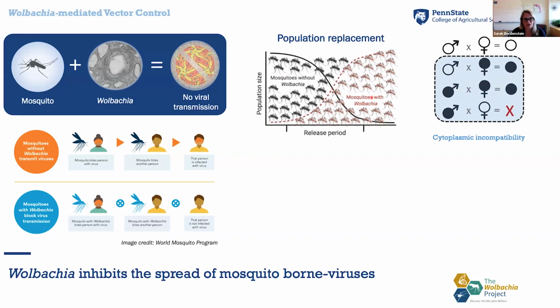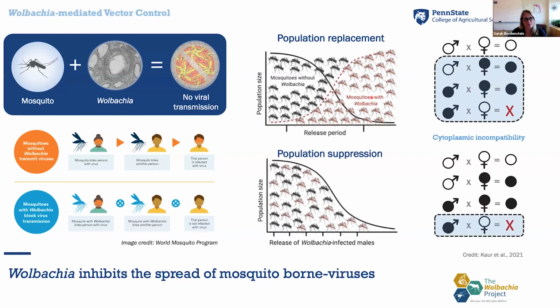Alternatively, if the mosquito is invasive, or maybe if it's causing some type of environmental or ecological issues, we can instead only release those males. Those males will mate with the uninfected females, and it'll crash the population because they won't be able to successfully reproduce. So depending on your needs, we can utilize cytoplasmic incompatibility to either replace or suppress an insect population.